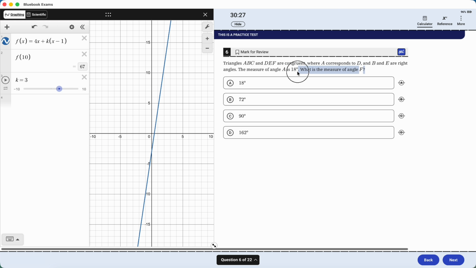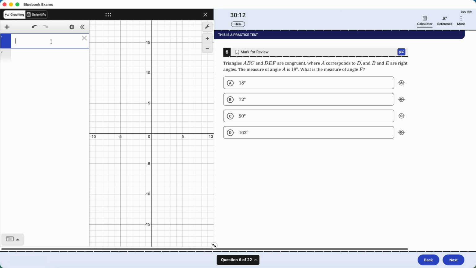So you see, if angle A is 18, angle A corresponds to angle D, right? So angle D would be 18, right? So what about F? Because the question is about F. Well, they also tell you B and E are right angles, right? So that means it has to be the complement really of 18, right? But you can just subtract those away and you see, you end up with 72. But yeah, just a complement, that's all.